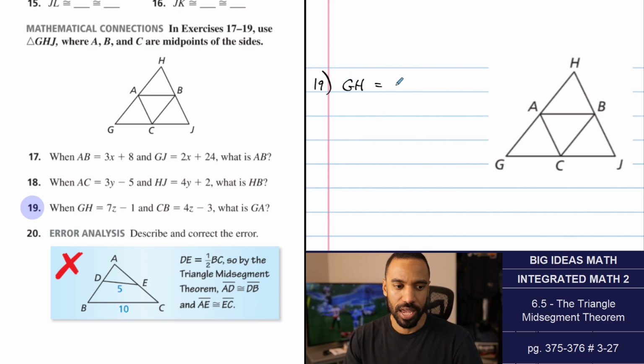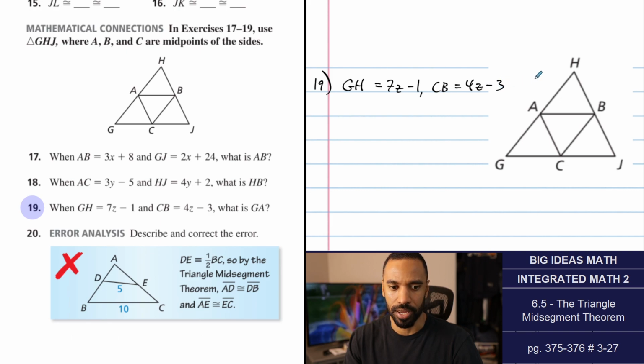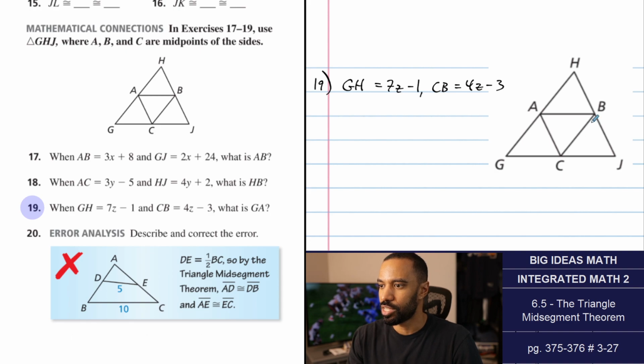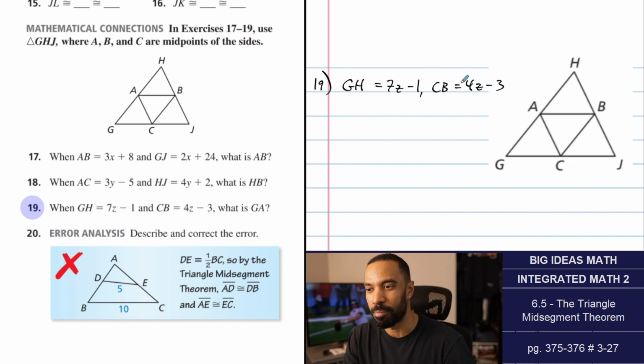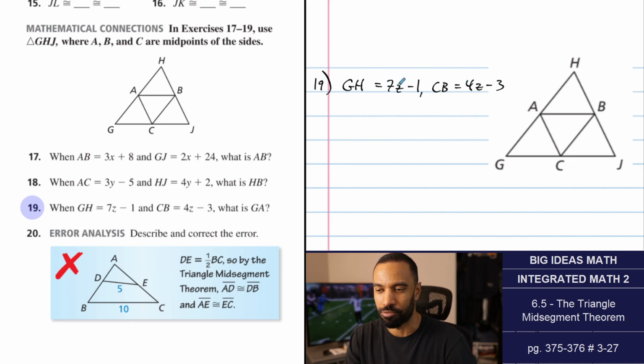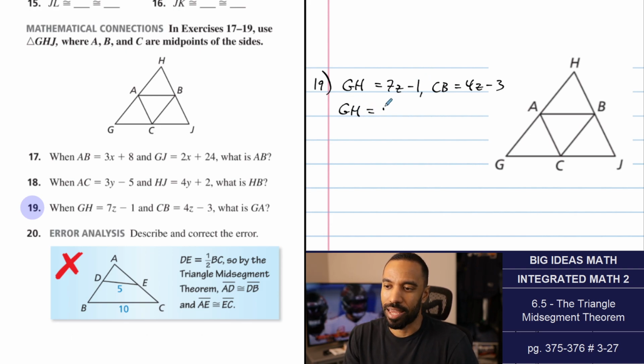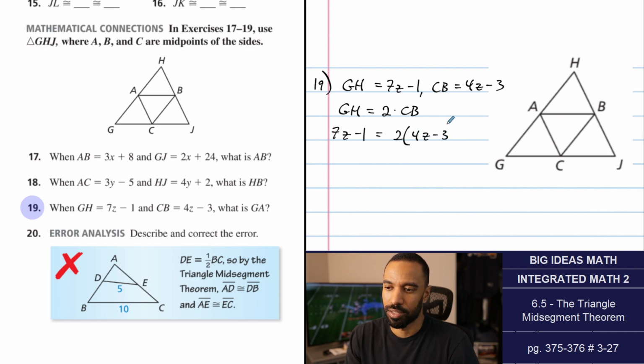The length of GH is 7z minus 1, and the length of CB is 4z minus 3. Let's find the length of GA. So GH is this whole guy here. CB is this little guy here. I was inclined to do one of the half ones here, but this time I wouldn't want to do a half because it would lead into a fraction, 7 and 1 being odd numbers. So anyway, GH is double that of CB, or 7z minus 1 is double that of 4z minus 3.